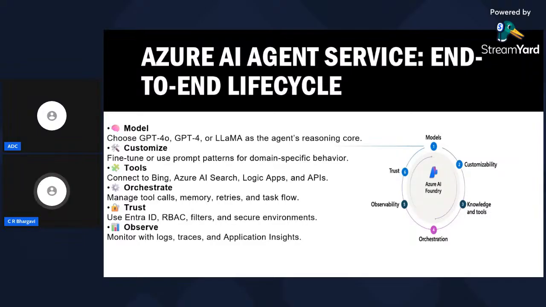Now, without going deep into what these things do, there are different ways we can look at the AI agent service end-to-end life cycle as well, wherein we have model, customize, tools. Let's take this as the last slide for the theory part, and I will cover the demo part soon. Let's understand how it works from end to end.